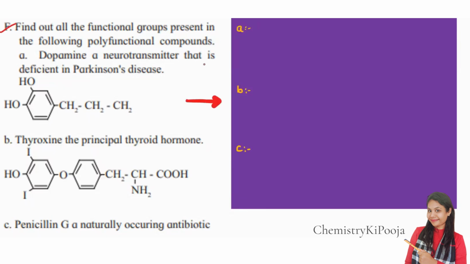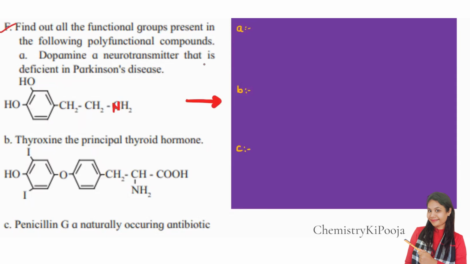Now the next question: find out all the functional groups present in the following polyfunctional compounds. A: dopamine, a neurotransmitter that is deficient in Parkinson's disease. Now here kindly make a correction. This is not CH2, this is NH2. Okay, this is NH2.